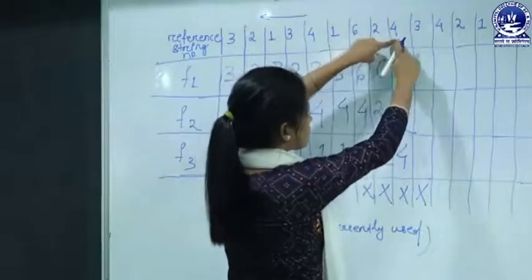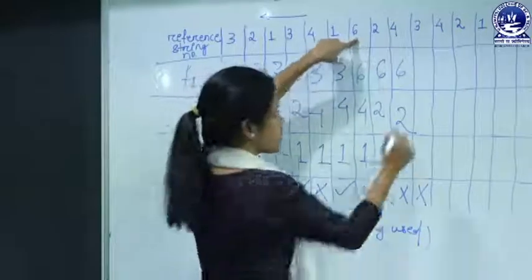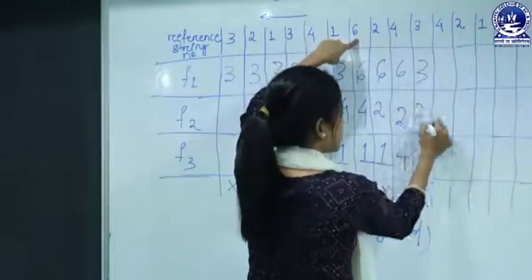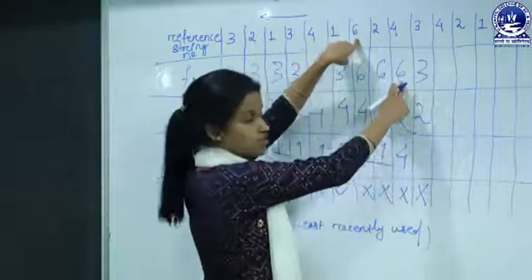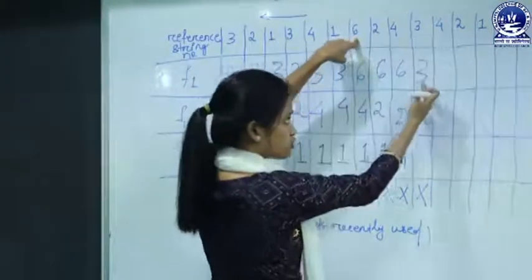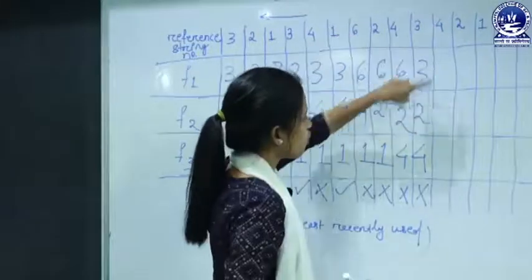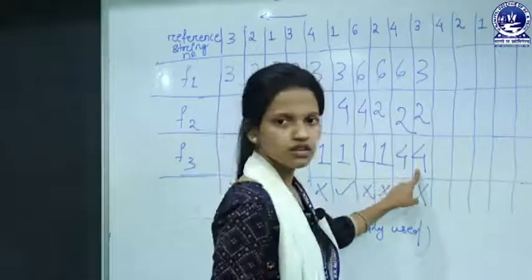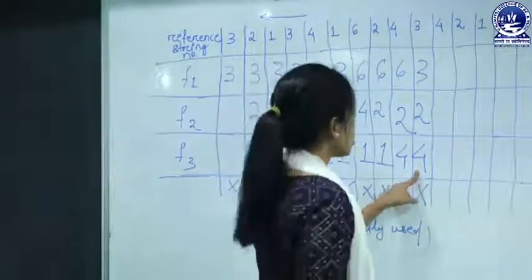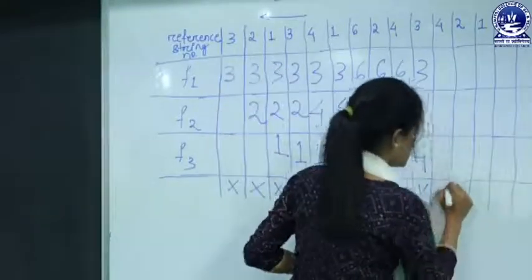See, 4 is here, 2 is here and 6 is here. So 6 is least recently used. We put 3 in the place of 6. Now 6 is swapped out to the secondary memory, 3 is put into the main memory, and next is 4. Okay, 4 is here in the main memory, so there is no page fault, there is a hit.